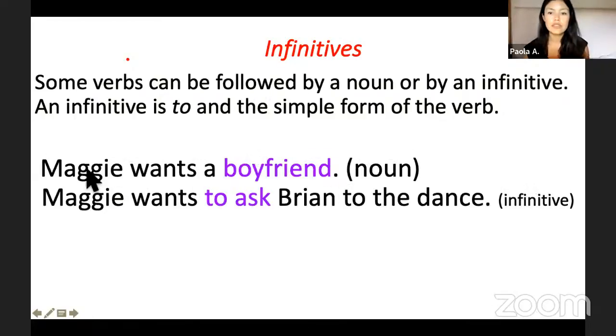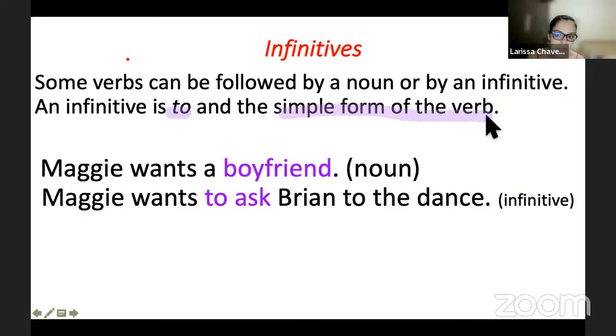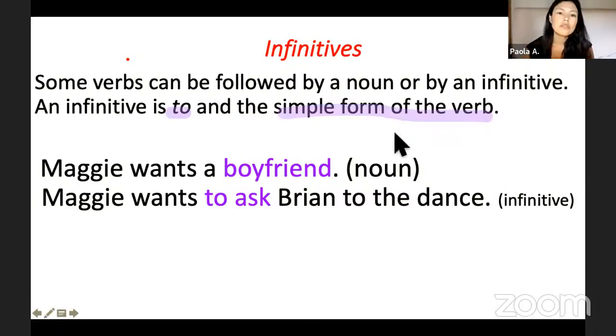Could you read these two sentences? Maggie wants a boyfriend. Maggie wants to ask Brian to the dance. Excellent. Infinitive. Yes, excellent. So today we're learning how to use the infinitive.